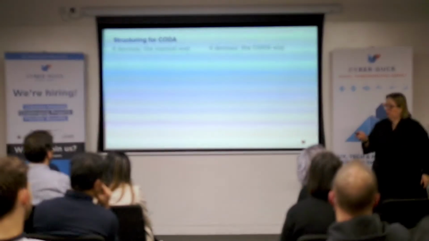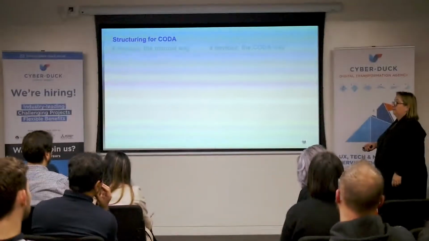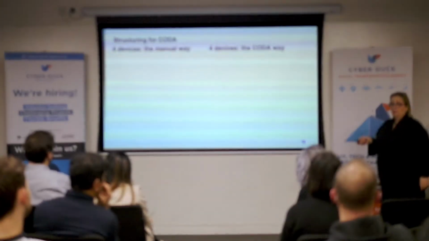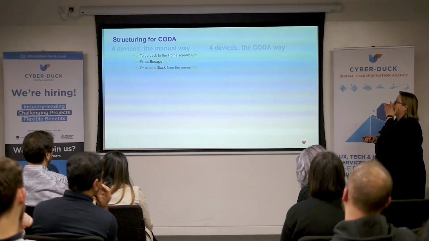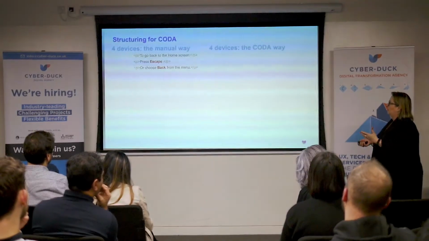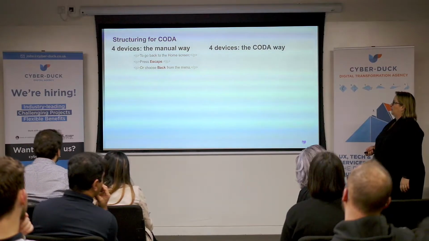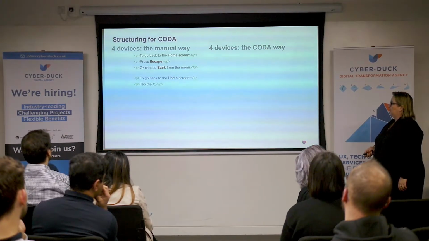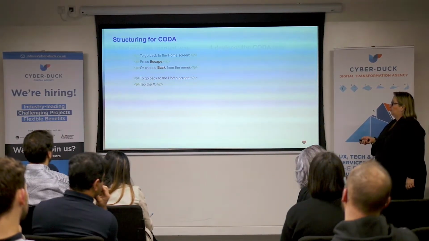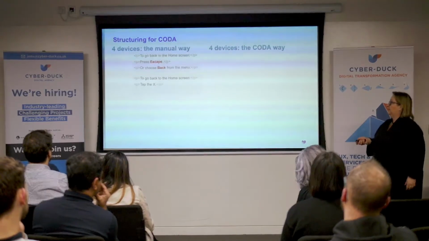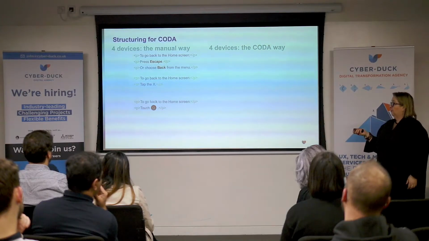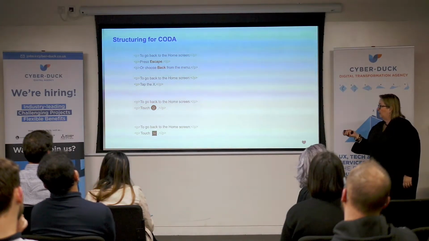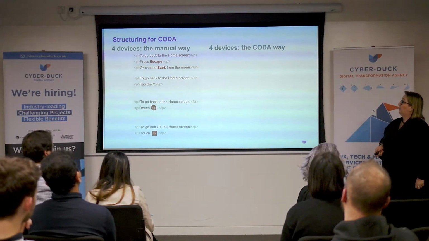So if we're going to structure for CODA, there are two ways you can do it. There's the manual way and then there's the CODA way. So the manual way is, and I took something very, very simple: go back to the home screen, press escape, or choose back from the menu. Then you would copy and paste and say, go back to the home screen, tap the X for your tablet. And then you would say, touch the button, if you're on the phone. And if you're on an Android, you would do that.